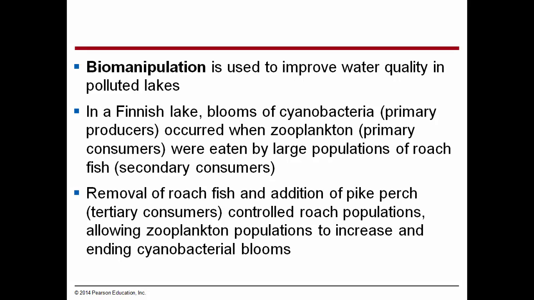Biomanipulation is used to improve water quality in polluted lakes. This actually happened. It's a very interesting phenomenon. In a Finnish lake, the blooms of cyanobacteria occurred when zooplankton were eaten by large populations of roach fish. So the removal of the roach fish, in addition to pike perch, controlled roach populations, allowing zooplankton populations to increase and ending cyanobacterial blooms.